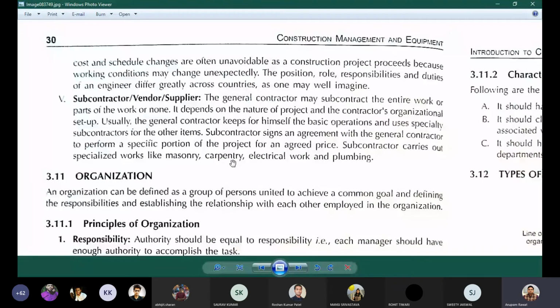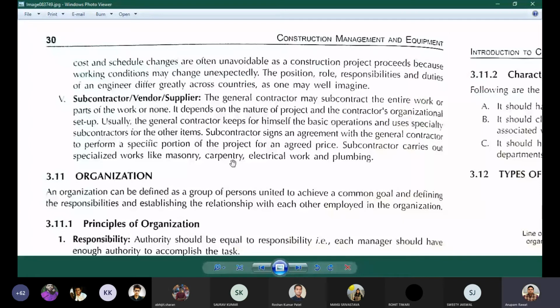Also, there are subcontractors, vendors, and suppliers. So the general contractor may subcontract an entire work or part of the work, or none. It depends on the nature of the project and the contractor's organizational setup. Usually, the general contractor keeps the basic operation himself and uses specialized subcontractors for other items. A subcontractor signs an agreement with the general contractor to perform a specific portion of the project for an agreed price. The subcontractor carries out specialized work like masonry, carpentry, electrical work, and plumbing.